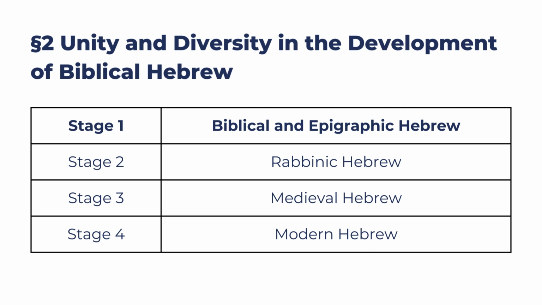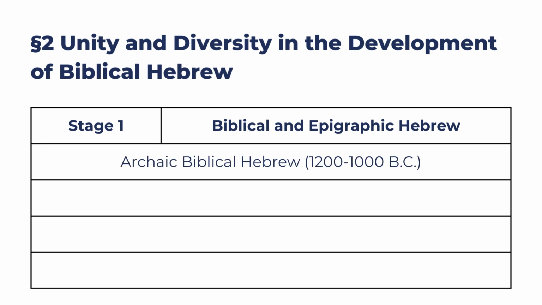Stage 4, Modern Hebrew, is the language spoken today by Jews. It was revived as a living language around the end of the 19th century. It's the official language of the nation of Israel. As its name implies, Merwe's grammar focuses on Biblical Hebrew. Well, this is the first stage of the language.